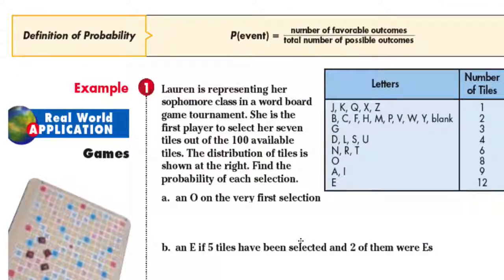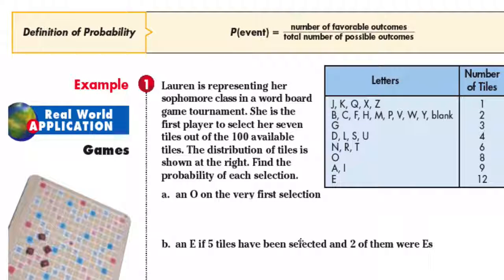Let's take a look at this example, and you will probably recognize it because this is nothing more than Scrabble. Lauren is representing her sophomore class in a word board game tournament. She is the first player to select her 7 tiles out of the 100 available tiles. The distribution of tiles is shown at the right. Find the probability of each selection.